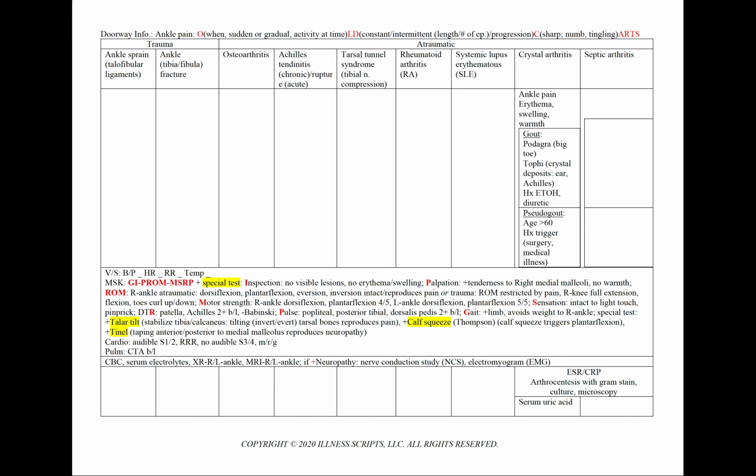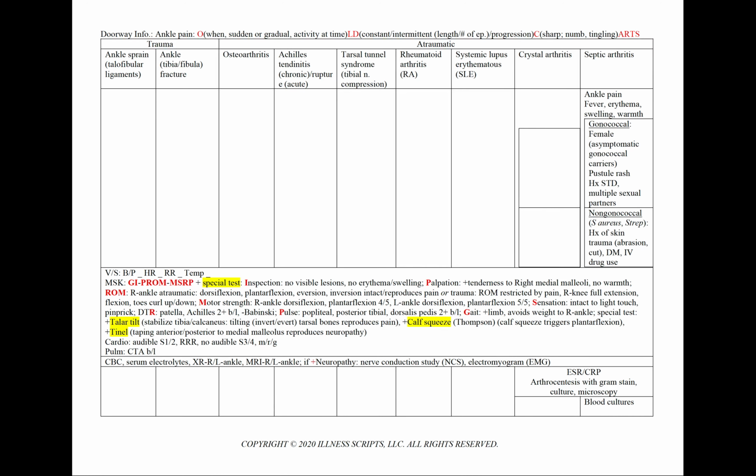In gout, we could find podagra, or in the big toe, in tophi, crystal deposits in the ear or behind the Achilles, and a history of heavy drinking or diuretic use. And in the pseudogout form, our patient is typically older with a history of a recent trigger, surgery, or medical illness. We'll order an ESR-CRP, an arthrocentesis with gram stain, culture, and microscopy, and a serum uric acid level.